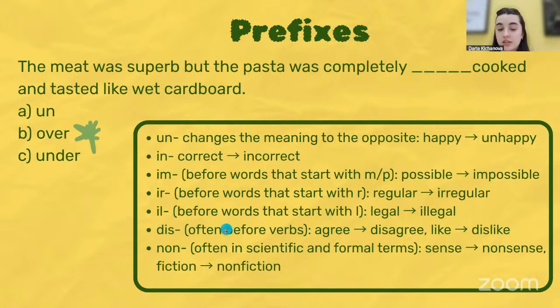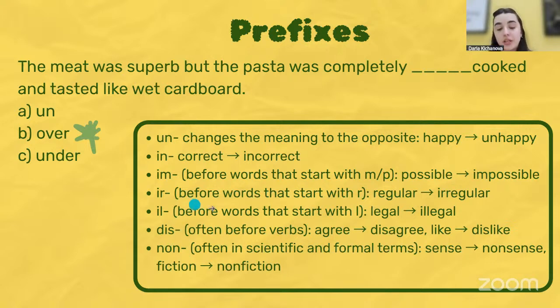Here you can see that "un" just changes the meaning to the opposite, like happy, unhappy, the same as "in". But now let's talk more about the words that have specific rules. "Im" we need to use before a word that starts with M or P: possible, impossible; mature, immature. "Ir" is used before words that start with R: regular, irregular.